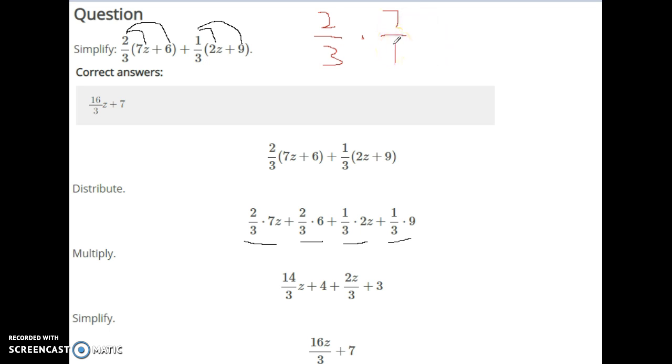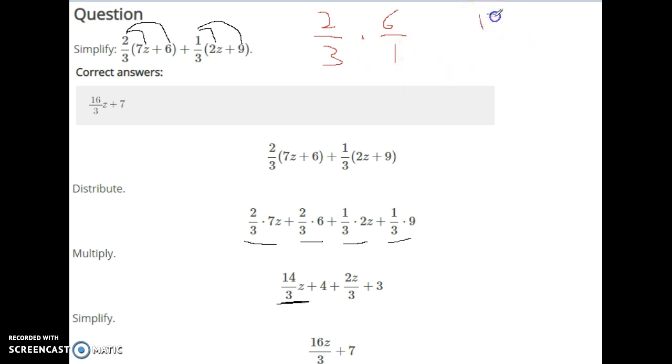And to do the fraction multiplication, you do top times top and bottom times bottom. So 2 times 7 would be 14, and 3 times 1 would be 3. So that's what we get for that first term. And then we're doing that 2/3 times the 6, which is the second term in that parentheses. So 2 times 6 is 12, and 3 times 1 is 3.